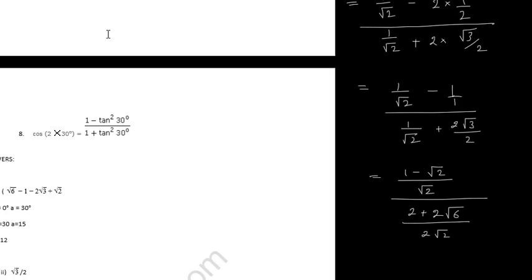1 means 1 upon 1. So it is 1 minus root 2 whole divided by root 2, whole divided by, here we will cross multiply, 2 plus 2 root 3 into root 2, which is 2 root 6, and here whole divided by 2 root 2. So this is equal to 1 minus root 2 divided by root 2 into, we will reciprocate it, so it is 2 root 2 divided by 2 plus 2 root 6.